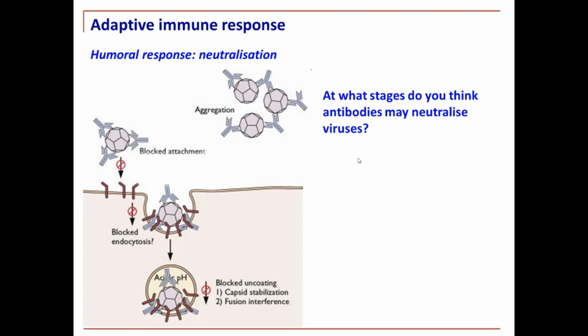So there are specific key roles for each part of the adaptive immune response. So if we're thinking about the humoral response, so we're thinking about antibodies, we're also thinking about neutralization. I told you what neutralization was in the last slide. At what stages do you think antibodies may neutralize viruses? So stop them doing their job. Have a look at the diagram. It'll help you think about it. Where are antibodies helping to neutralize a virus? So stop it getting in, doing its job.